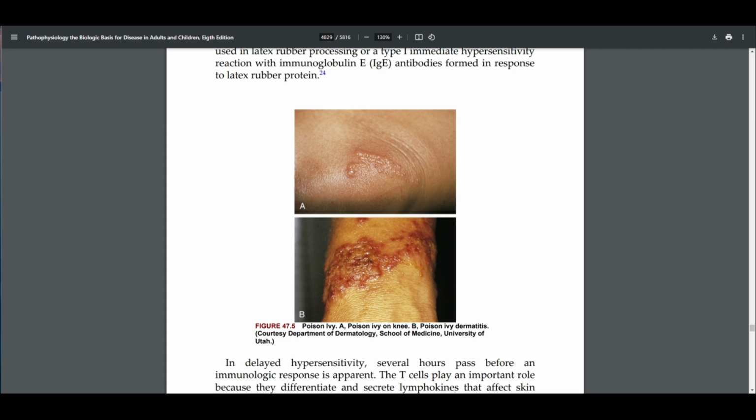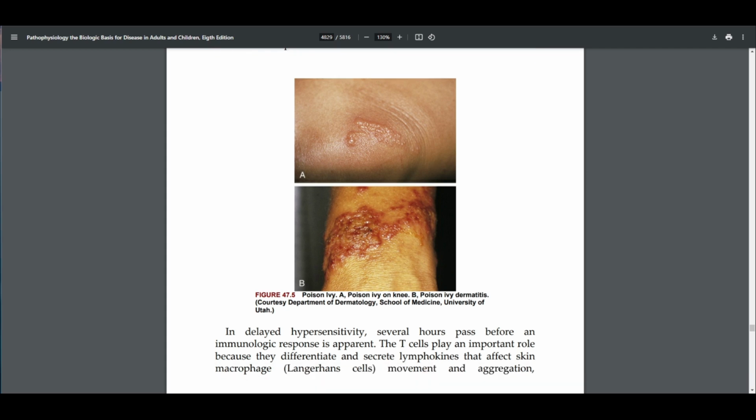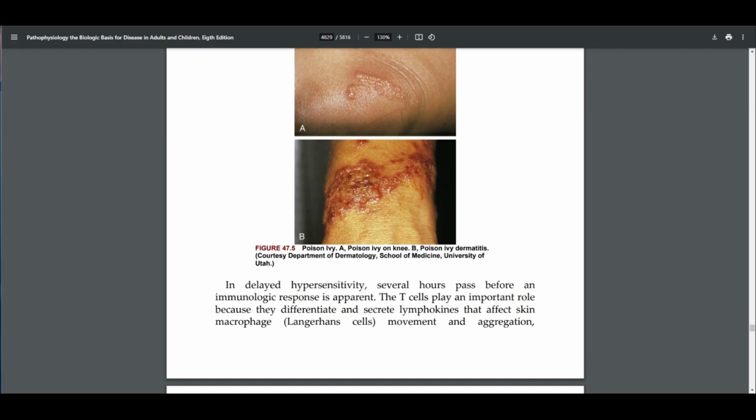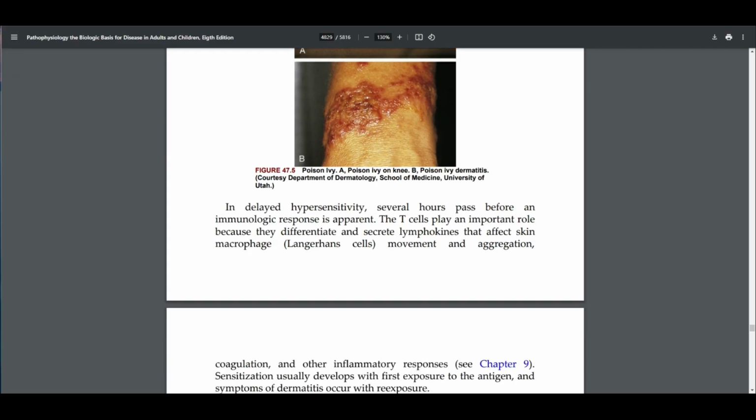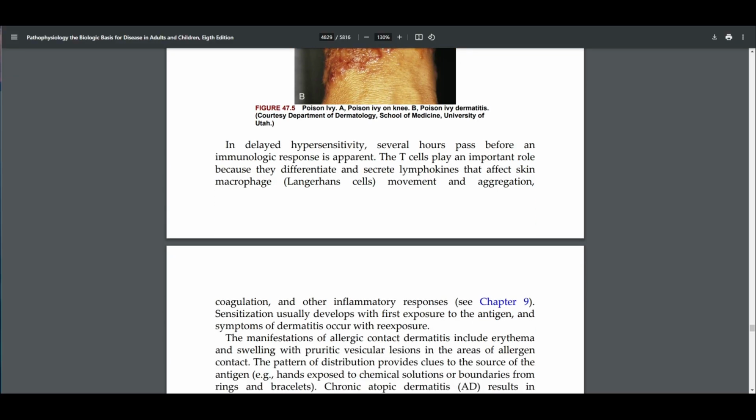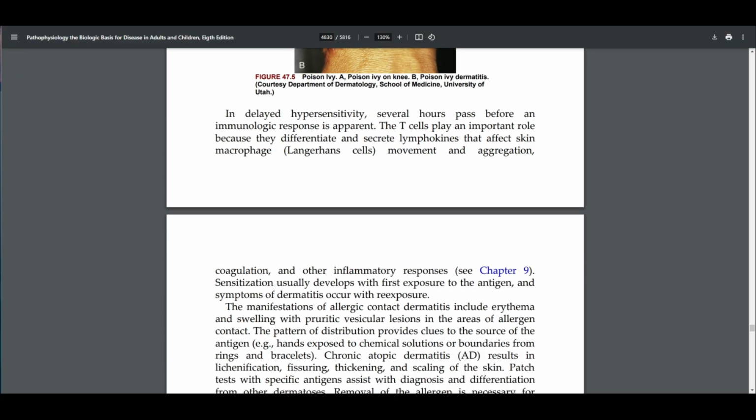So here we're taking a look at poison ivy. In delayed hypersensitivity, several hours pass before an immunologic response is apparent. The T cells play an important role because they differentiate and secrete lymphokines that affect skin macrophages, movement, and aggregation, coagulation, and other inflammatory responses.